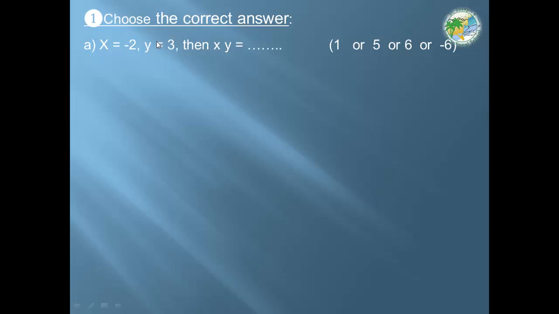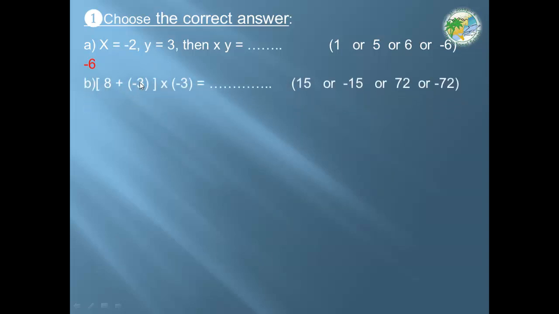Choose the correct answer. If x equal negative 2, y equals 3, then xy equal what? What is the meaning of xy? يعني x times y. xy meaning x times y. طيب اوكي يعني 3 times negative 2. اوكي 3 times 2 كام؟ 6. طب هو different sign يبقى على طول بالنيجاتيف. لو كان different sign بيبقى على طول الانسر بالنيجاتيف. Then the right answer is negative 6. Fine.